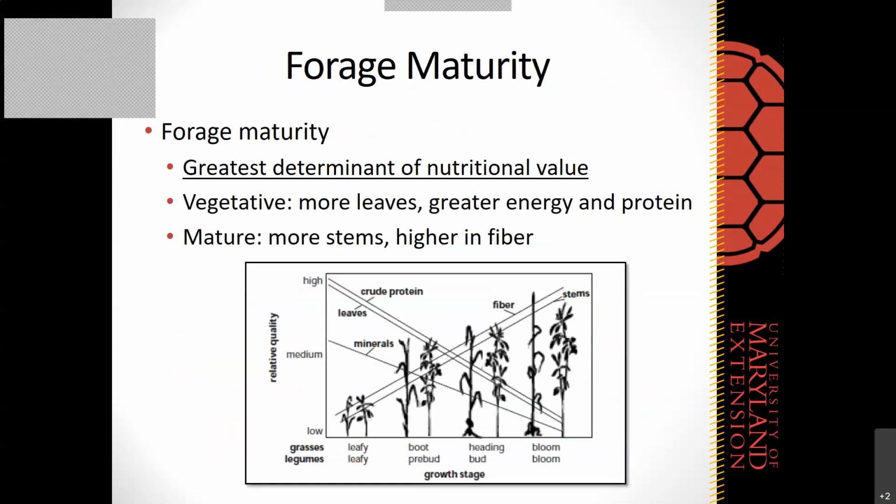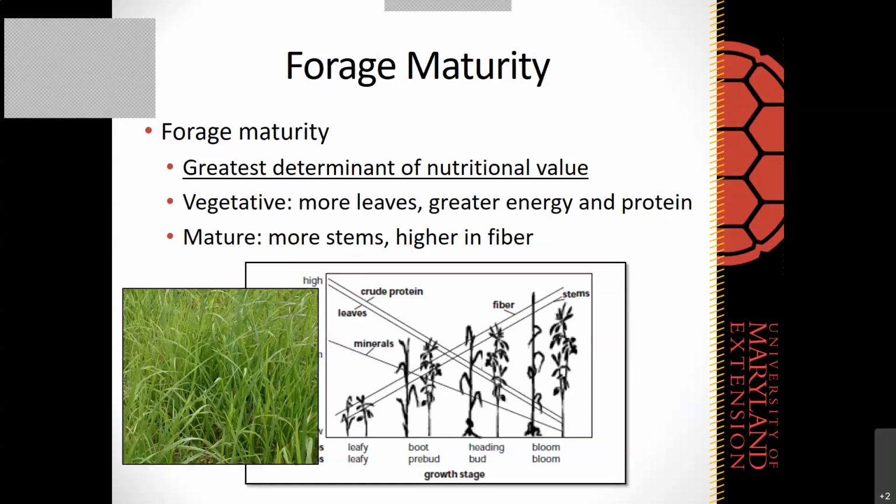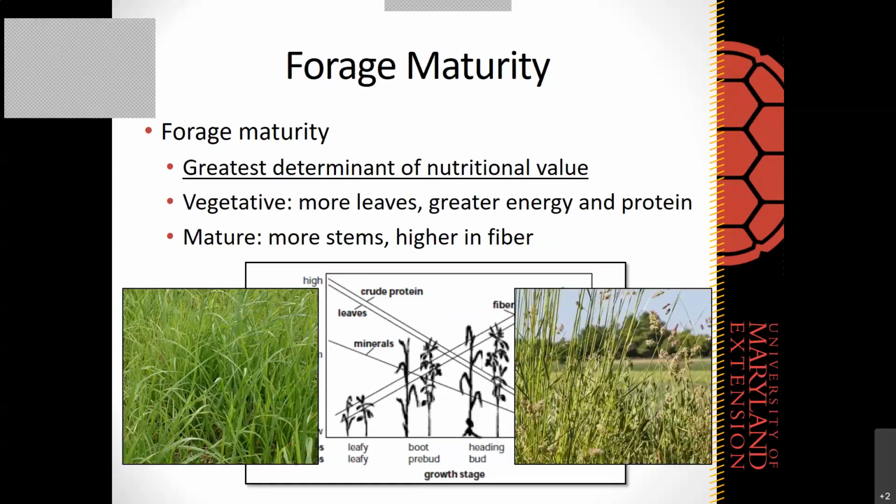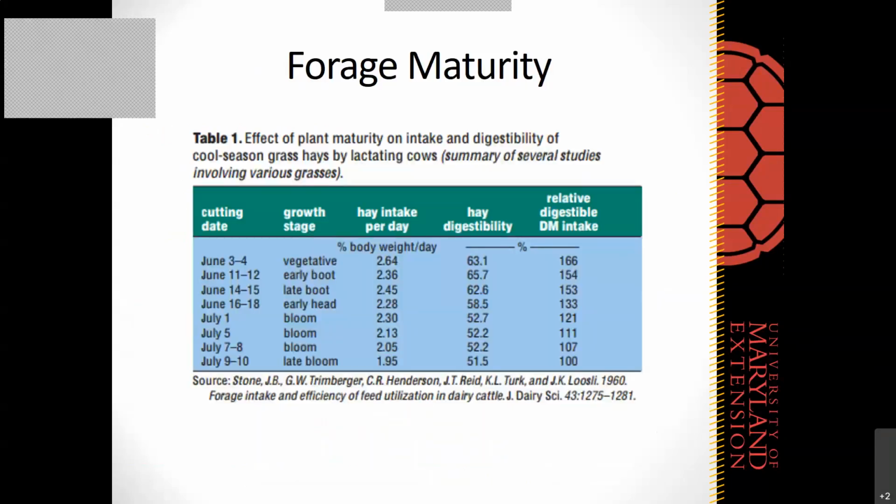If we start with forage maturity, just remember, if nothing else, that this is the biggest determinant of nutritional value. Maturity plays a huge role in the nutritional value of our forages. Forages that are more vegetative, more leafy, greener, less stemmy, are higher in energy and higher in protein and higher in some of the vitamins and minerals. And forages that are more mature or more stemmy will be lower in energy and higher in those fiber values. And this plays a role not only in the intake of that forage, but also how much of it is able to be digested.